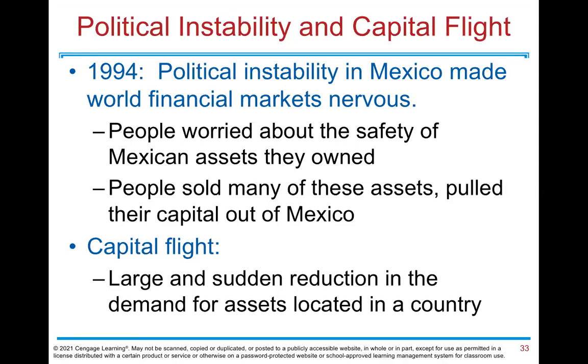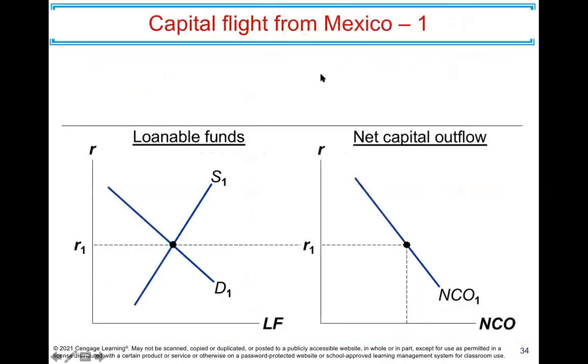That means that when things go sour, when things go bad, people tend to pull their money out of a given country. And that happened, of course, in the 90s a lot, in Mexico, Argentina, Russia, and some Southeast Asian countries as well. So that means that political instability in Mexico made world financial markets nervous. People worried about the safety of Mexican assets they owned, and they sold many of these assets, pulled their capital out of Mexico.